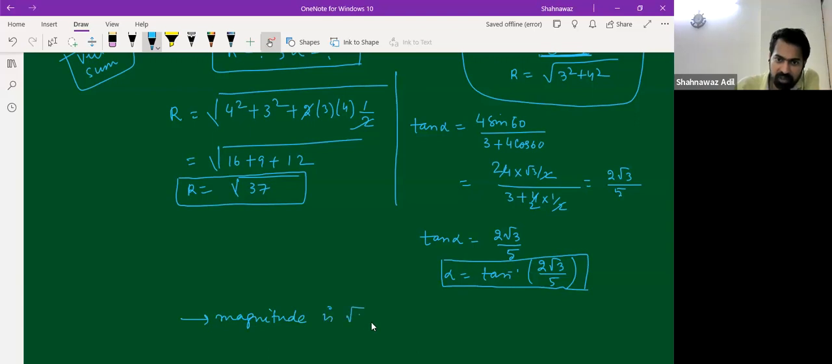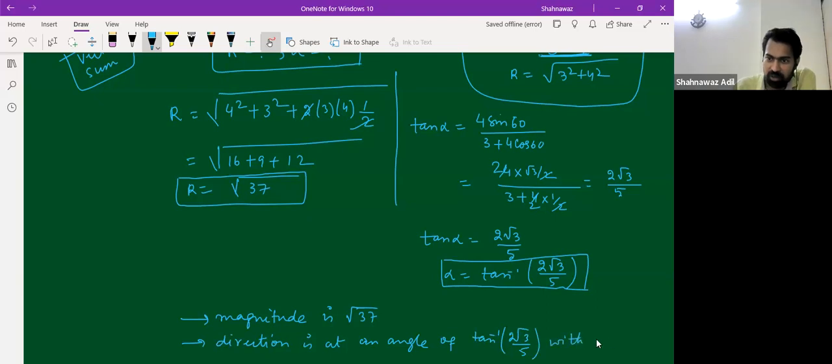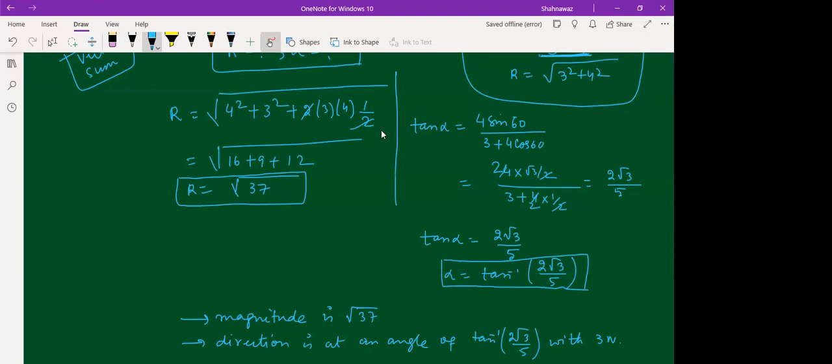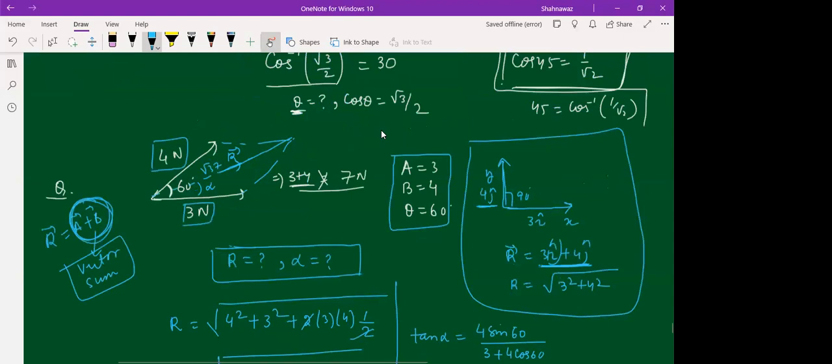So our final solution would be that the magnitude is root 37, and the direction is at an angle of tan inverse 2 root 3 by 5 with the 3 meter vector. Right. So this would be the answer. Understood, guys? Yes, sir.